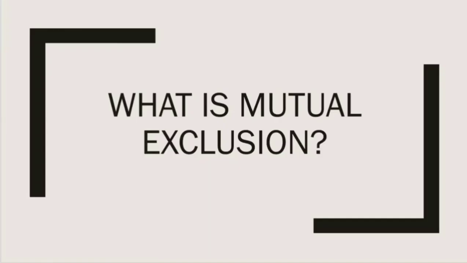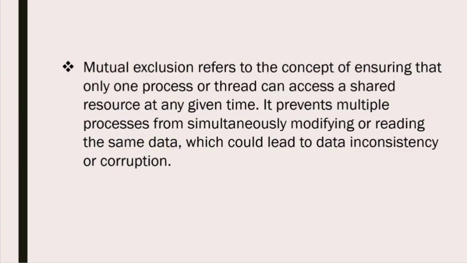What is mutual exclusion? Mutual exclusion refers to the concept of ensuring that only one process or thread can access a shared resource at any given time. It prevents multiple processes from simultaneously modifying or reading the same data, which could lead to data inconsistency or corruption.